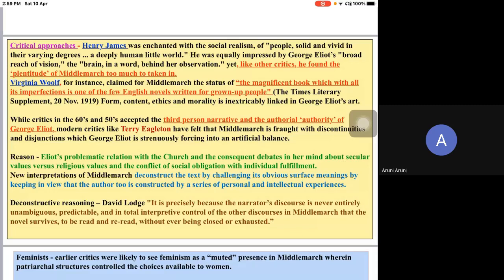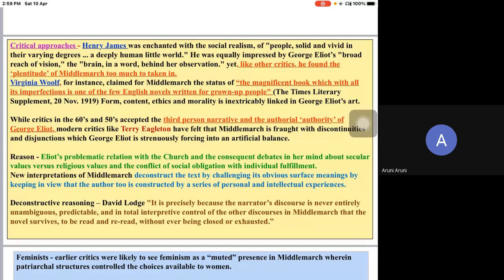So we were talking about how critics in the 50s and 60s were looking at Eliot's Middlemarch, and they accepted the third person narrative and the authority of George Eliot. But later, modern critics like Terry Eagleton felt that Middlemarch is fraught with discontinuities, and Eliot, with her narration, is trying to hold it all together in an artificial balance.